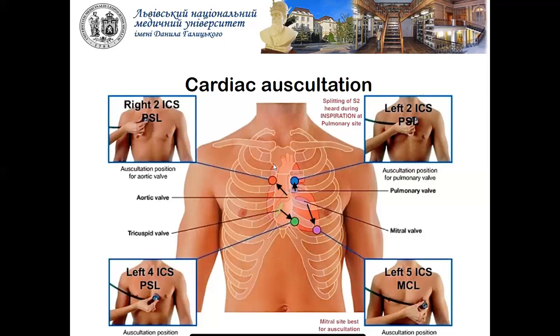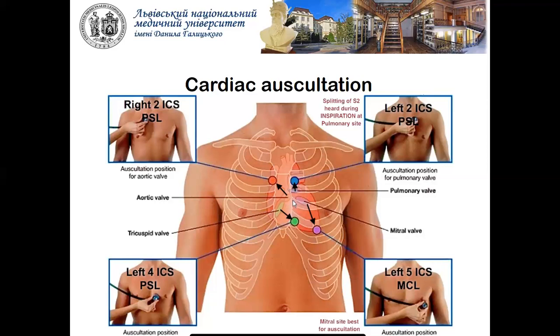The right border. A relative right border will be 1.5 centimeters into the right from the right margin of the breastbone, this one. It's the relative right border. And absolute right border will be the left margin of the breastbone.